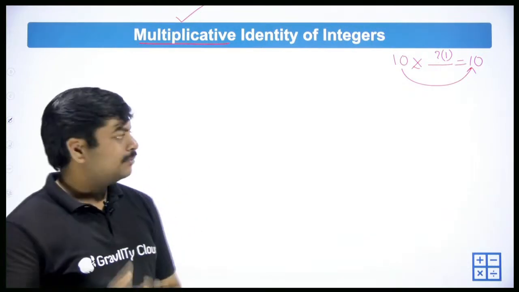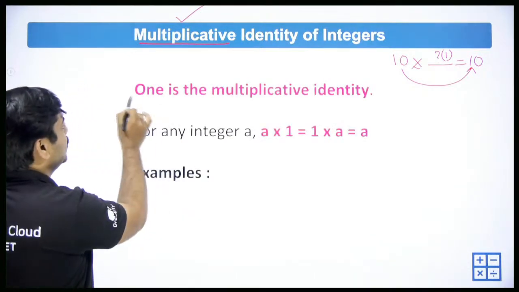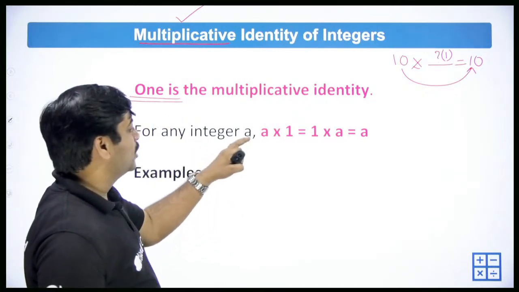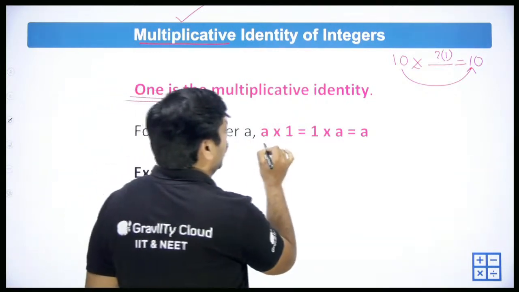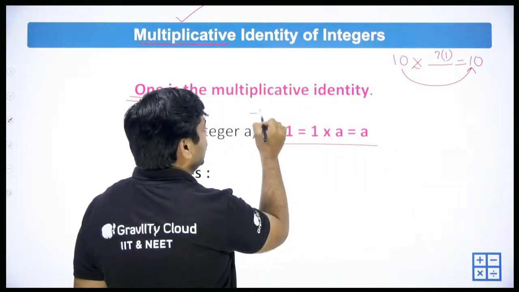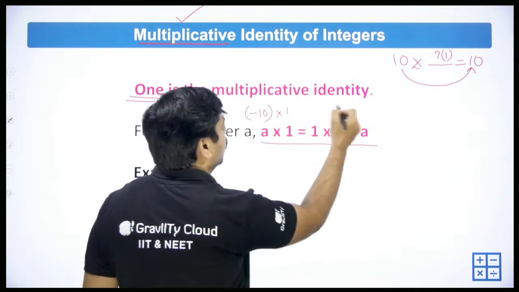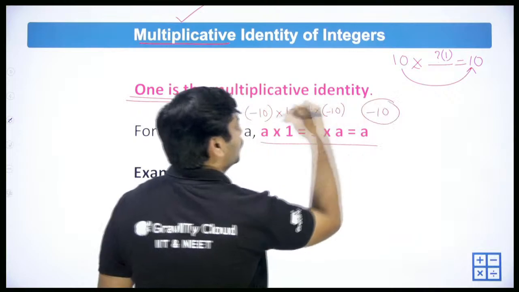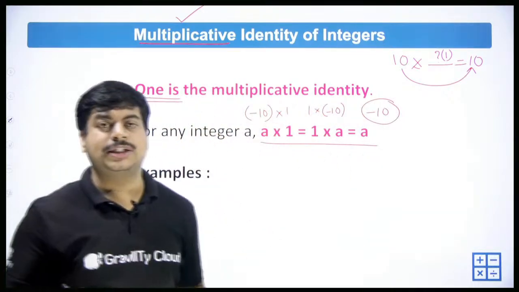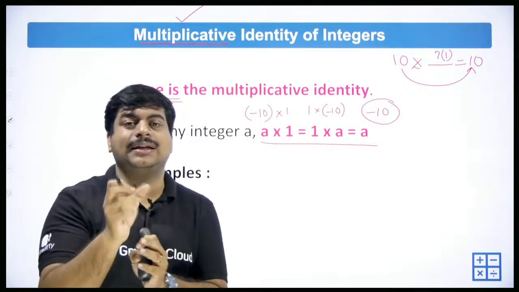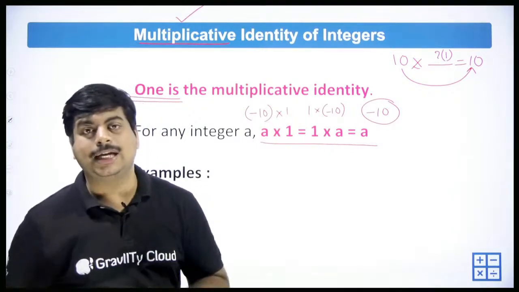Only 1, right? You can see here, 1 is the multiplicative identity. For any integer A, A into 1 and 1 into A will give you the same number A. Minus 10 into 1 or 1 into minus 10 will give you the same number minus 10. Your answer will not change. Your sign will not change. The same number coming again is called identity. Here we are multiplying, so we say multiplicative identity.